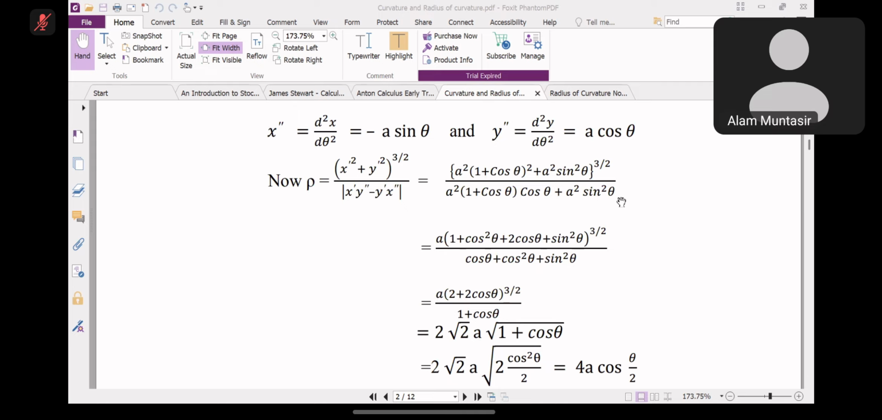And sometimes you may need to substitute the values using some trigonometric identities or some well-known formulas used in trigonometry. Okay, so I request you to simplify it in your script.